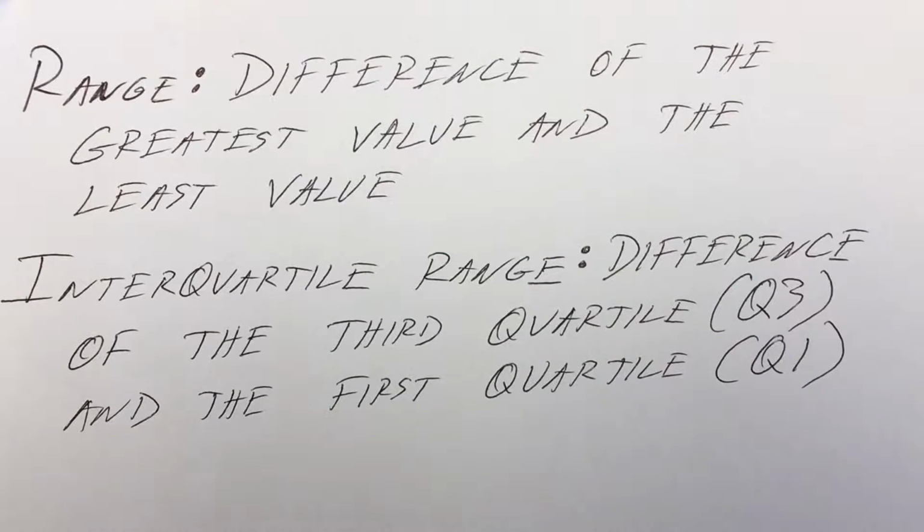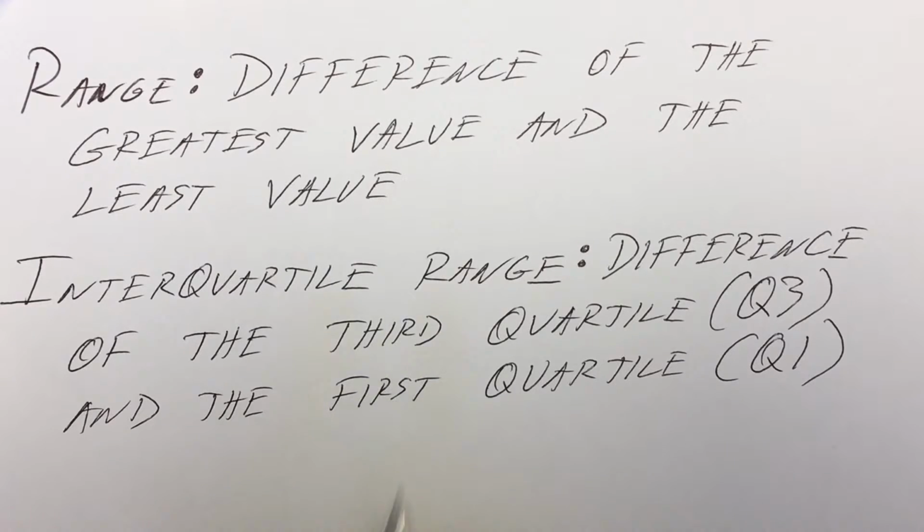Interquartile range is the difference between the third quartile and the first quartile. The third quartile, again, is halfway between quartile 2, or the median, and the maximum, and the first quartile is halfway between the minimum value and quartile 2.